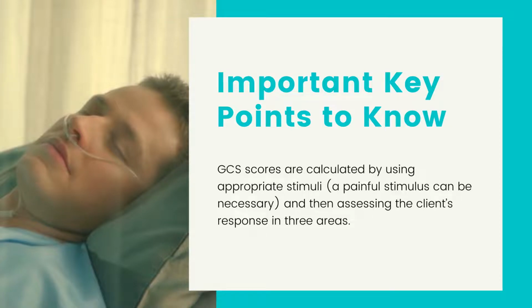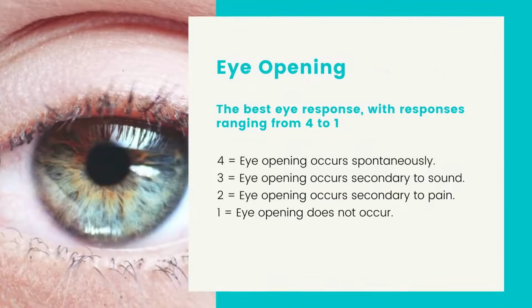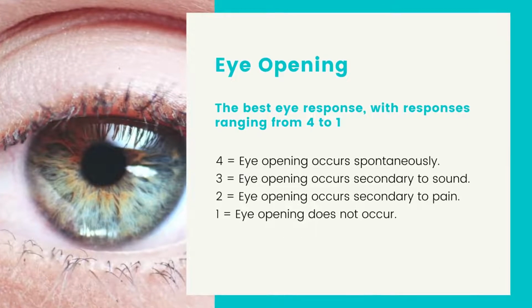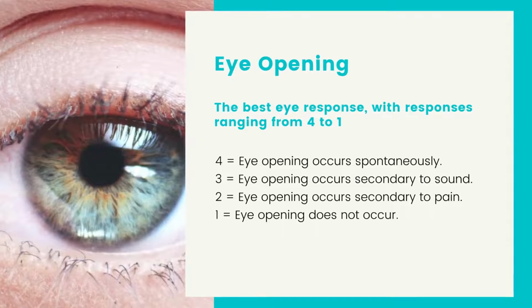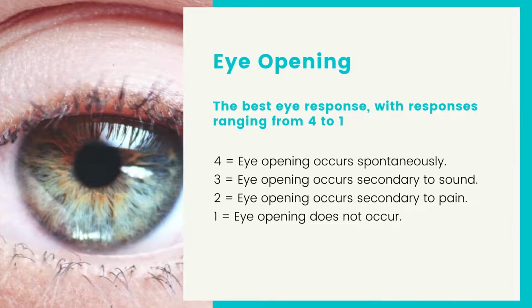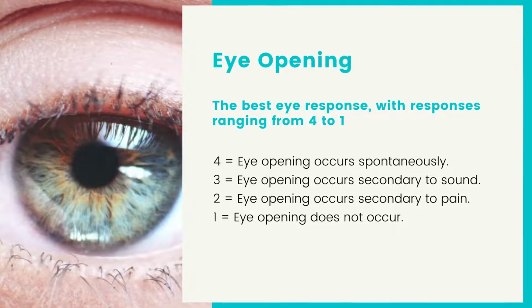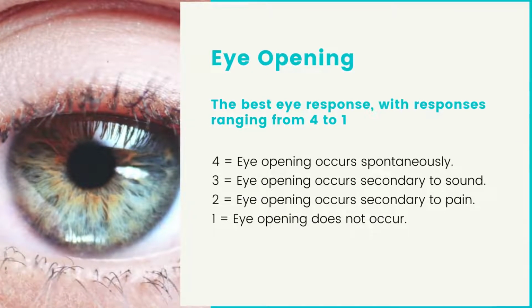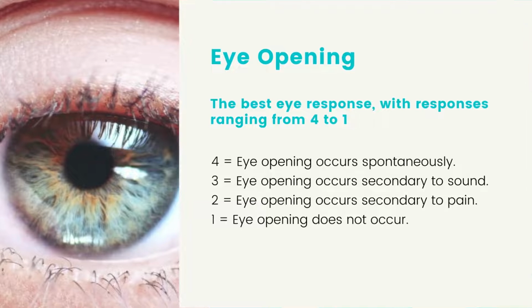GCS scores are calculated by using appropriate stimuli, a painful stimulus can be necessary, and then assessing the client's response in 3 areas. Eye opening, E. The best eye response with responses ranging from 4 to 1. 4 equals eye opening occurs spontaneously. 3 equals eye opening occurs secondary to sound. 2 equals eye opening occurs secondary to pain. 1 equals eye opening does not occur.